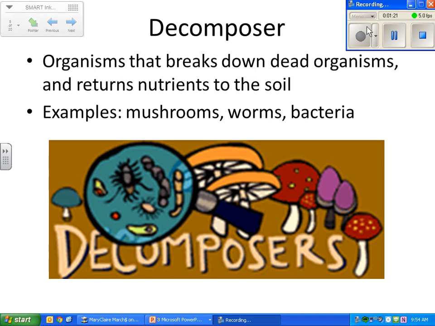Decomposers are the organisms that break down dead organisms and return nutrients to the soil. These are our mushrooms, our worms, and our bacteria.